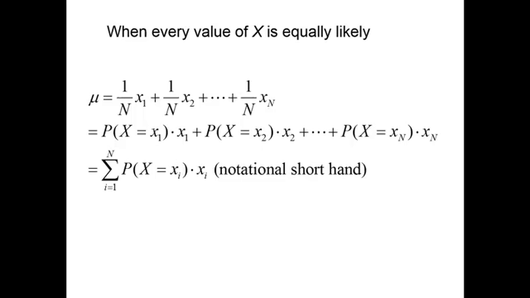Having distributed it out, I notice that what this is, is the probability that x is equal to x1 when we have equally likely outcomes, and the probability that x is equal to x2 and x3 and so forth when we have equally likely outcomes.